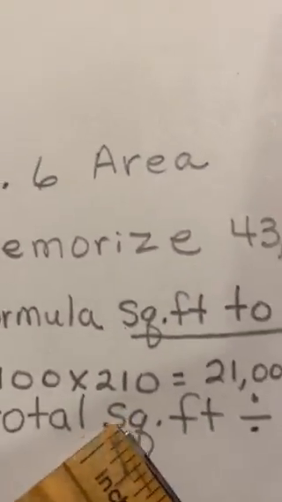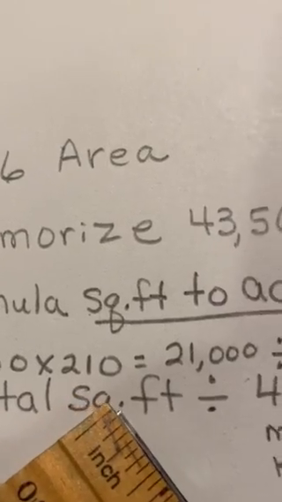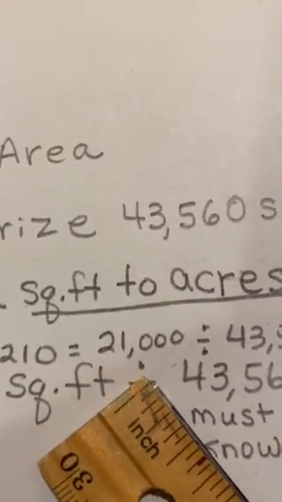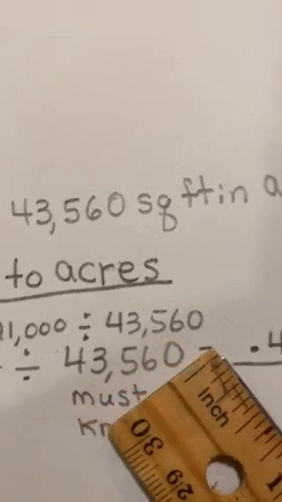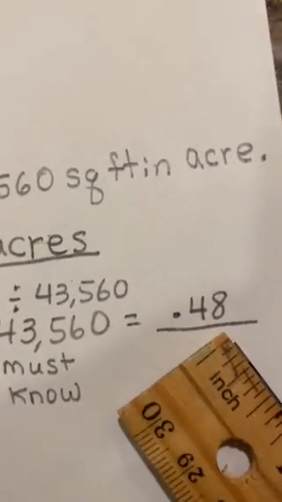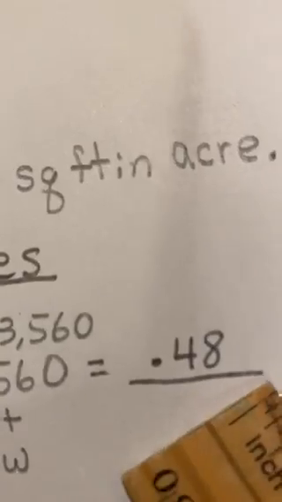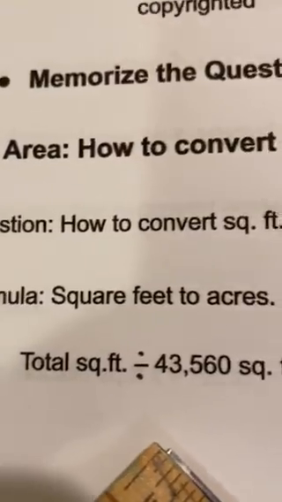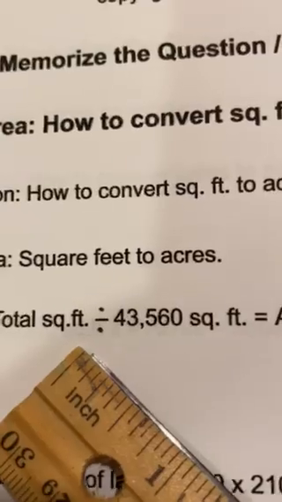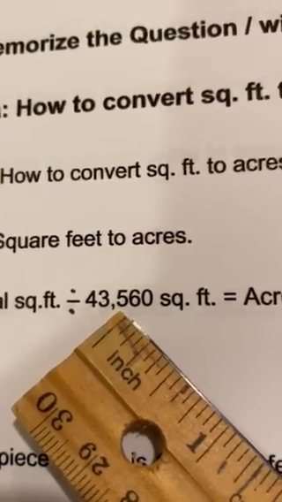And we look at our formula plugged in. We see 100 times 210 equals 21,000, divided by 43,560, and your answer will be 0.48. That is 0.48 acres. Now, look back. You must memorize to find how to convert square feet to acres: total square feet divided by, and you must know this number, 43,560 square feet equals acres.